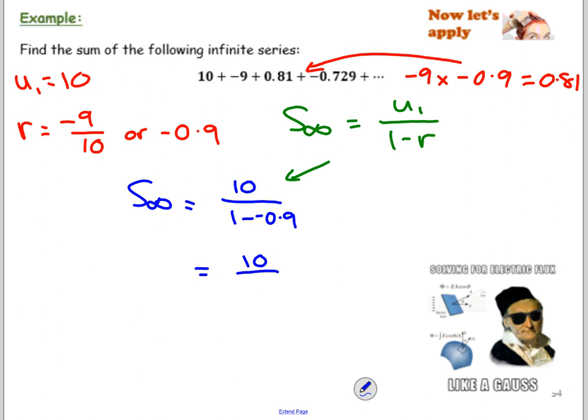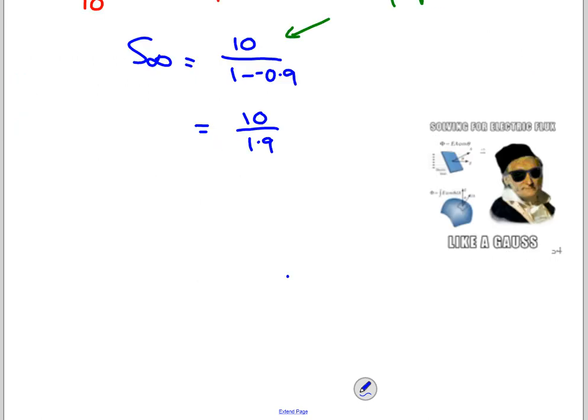1.9. So if it was with a calculator, you could just go straight to working that out. If it was non-calc, I would suggest turning 1.9 into a fraction. So to do it non-calc, yeah, 19 tenths, isn't it? 10 divided by 19 over 10, and to divide by a fraction is the same as timesing by it. Yeah, times 10 over 19, which equals 100 over 19. So if that was non-calc, it would be 100 over 19.